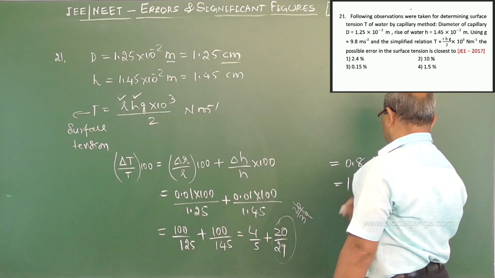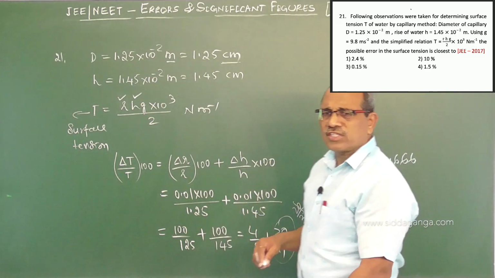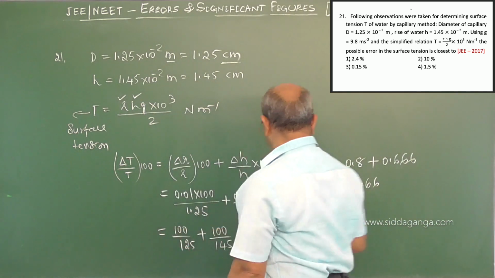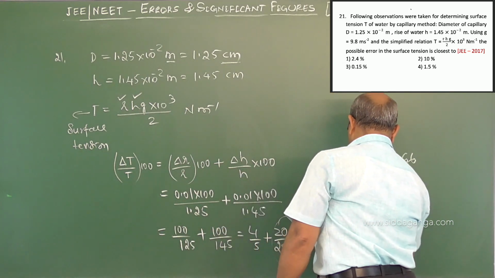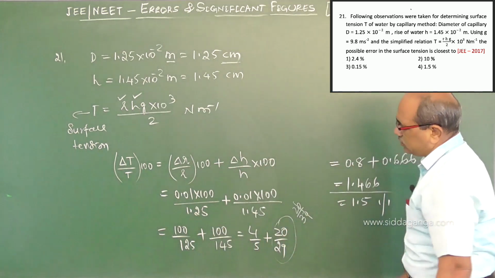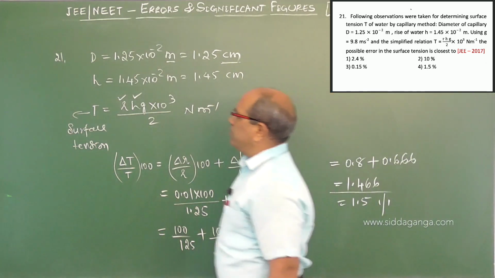How much is the answer? 1.5. So it is 1.5%, approximating this. I think you have followed here.